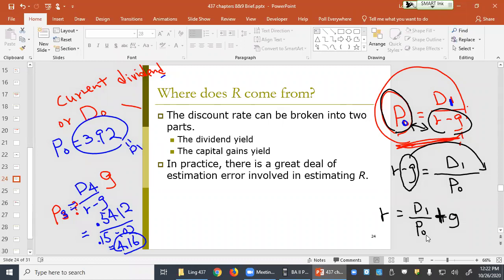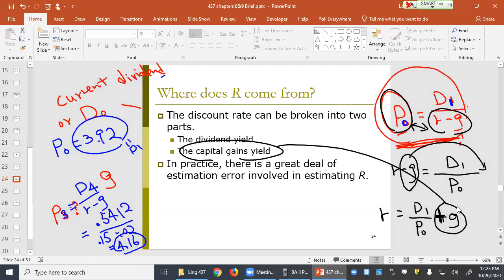So D1 divided by P0 plus G. This G is what we know, that's the dividend growth rate. We know that when dividend growth rate is 2%, that 2% is also our price growth rate. So this G can also be referred to as capital gains yield, because capital gains yield measures the rate of change in your stock price. If it's equal to 2%, then that means that your stock price is growing at 2%.